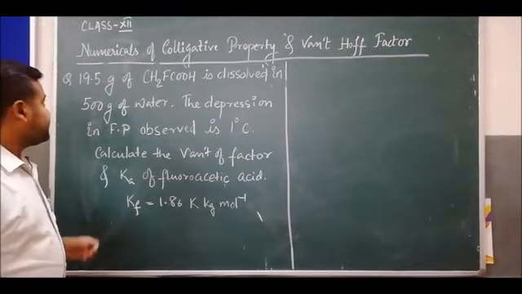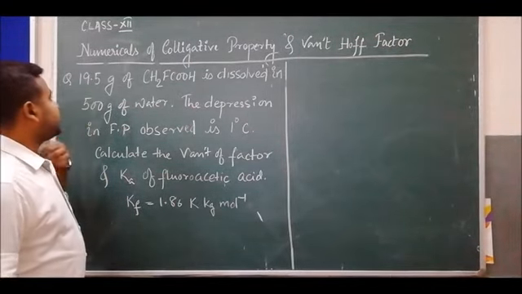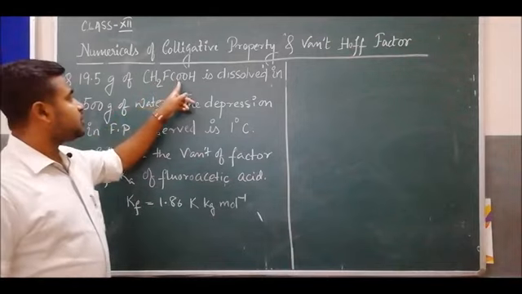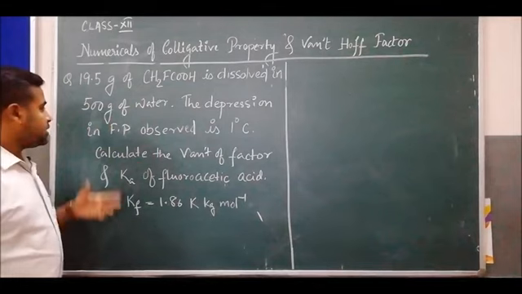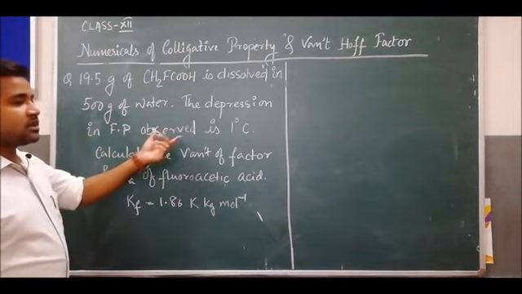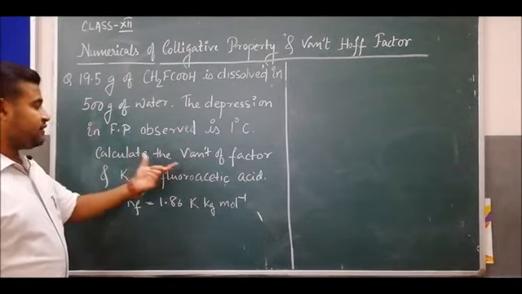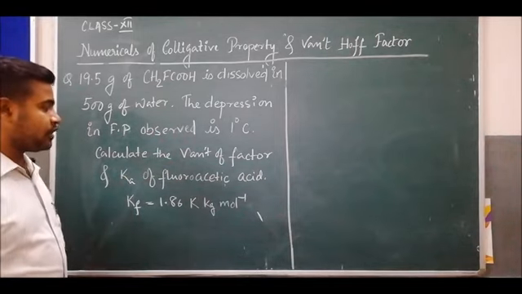So, third numerical. 19.5 gram of CH2FCOOH, fluoroacetic acid, is dissolved in 500 gram of water. The depression in freezing point observed is 1 degree centigrade. Calculate the Van 't Hoff factor and Ka of the fluoroacetic acid.